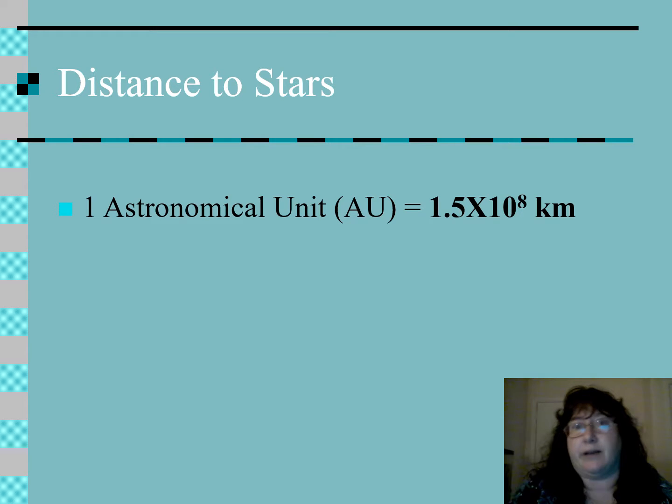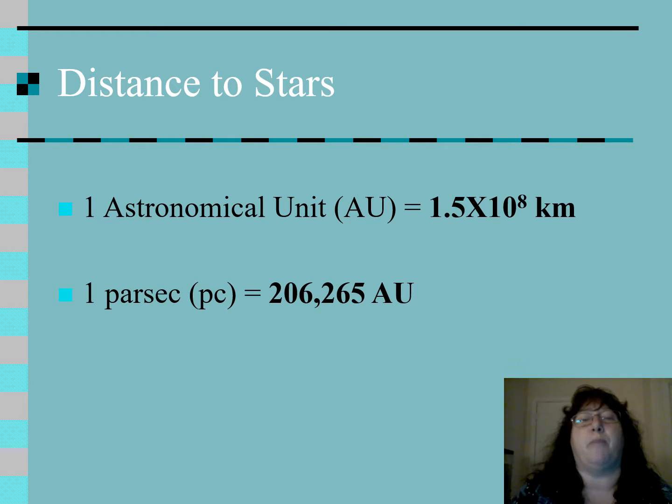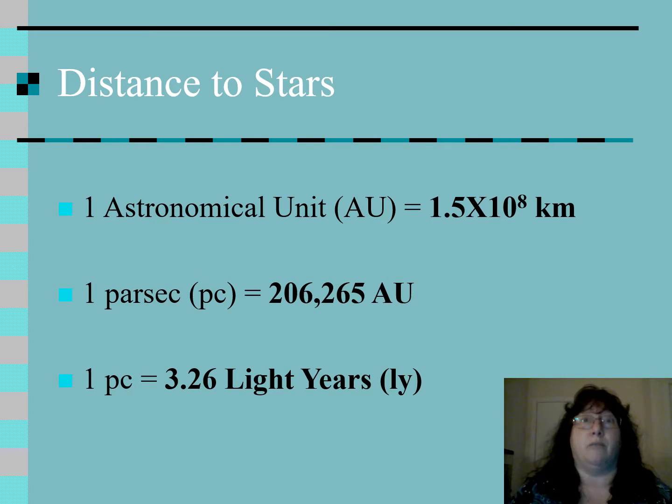For instance, objects that are way more than a million astronomical units. And we do that with what we call a parsec. A parsec is equivalent to 206,265 astronomical units. It's also equivalent to 3.26 light years. So a light year is the distance that light travels in 1 year. And remember that the speed of light is about 3 times 10^8 meters per second.